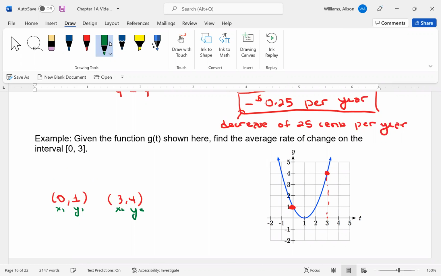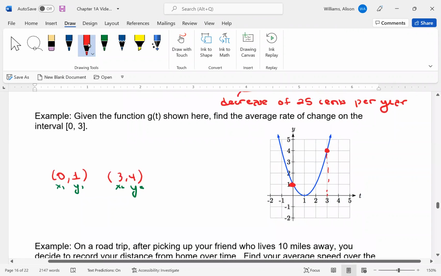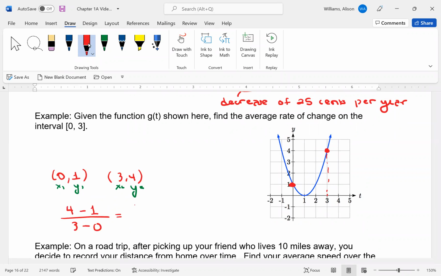All right, now that I have that, let's go ahead and find the average rate of change. I'm going to do y2 minus y1, 4 minus 1, over 3 minus 0. That comes out to 3 over 3, which is 1. So it has an average rate of change of 1 on that interval.